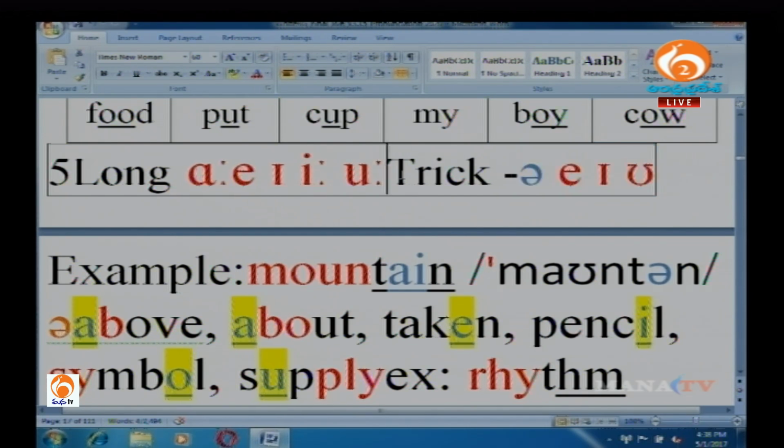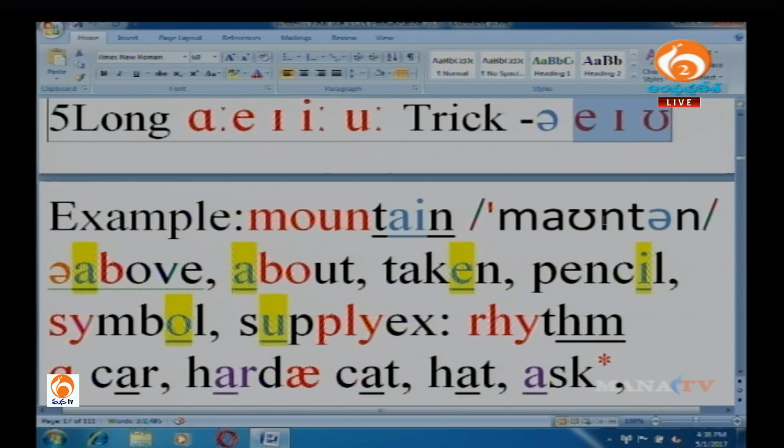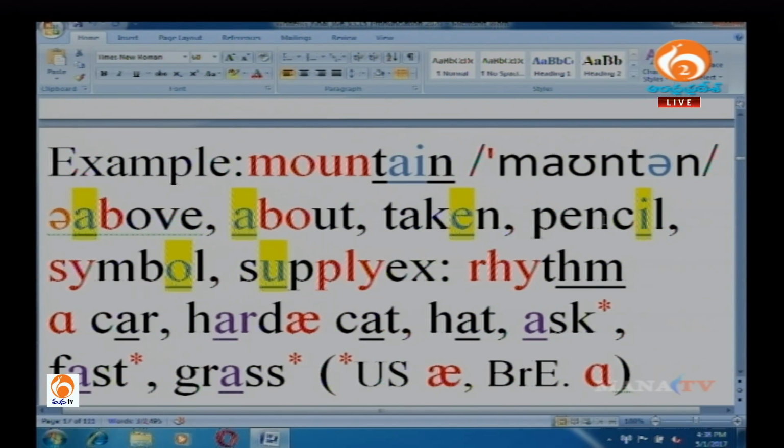The trick is to master the schwa sound first. Without the schwa sound, you cannot speak English. It's that simple. It's the most common sound in English. Once you have that, you can practice these things by keeping the lip position the same and try to say the other vowels. Now, how do we use all these symbols?